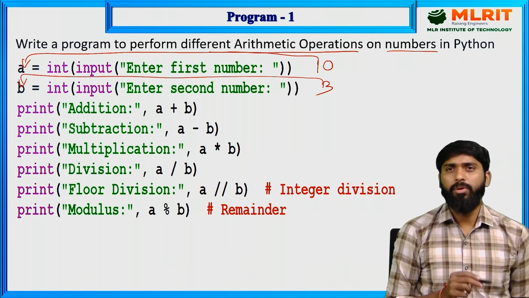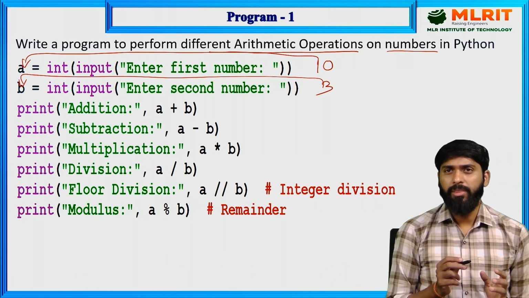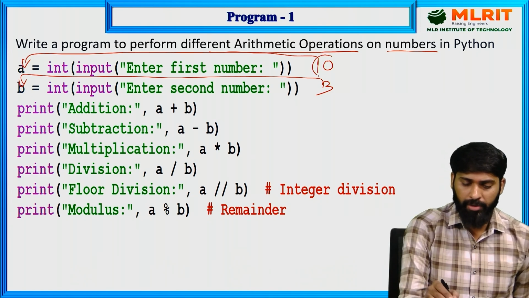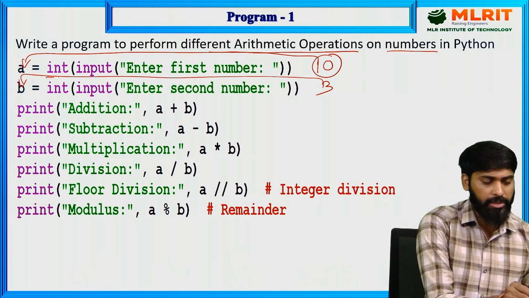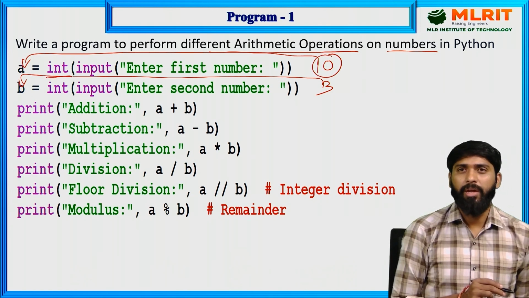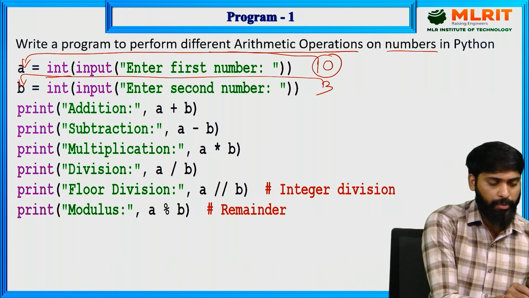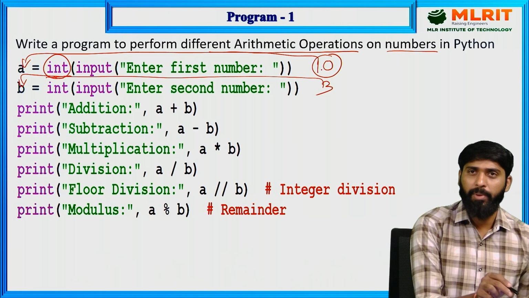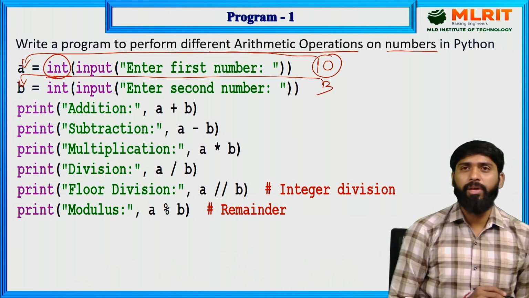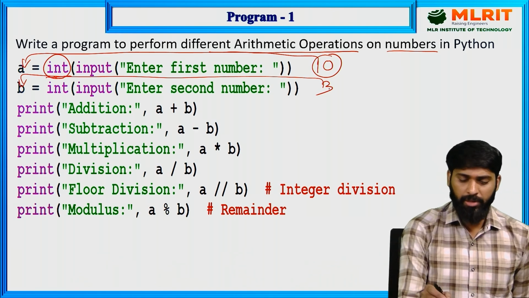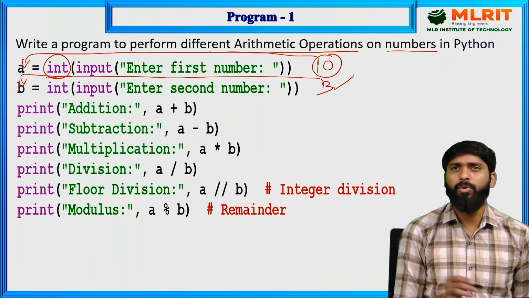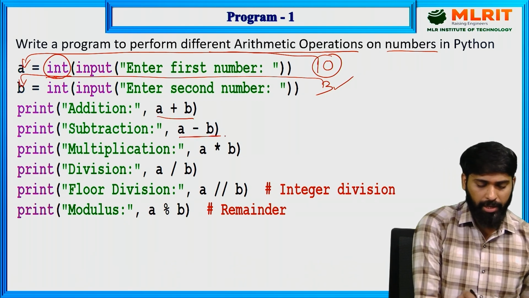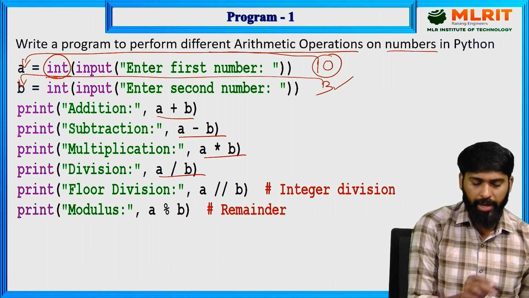Now I want to perform addition, which is a mathematical operation. So I want to convert this 10 into an integer. I am using the int function here. This int function will convert this 10 into number format and assign it to variable A. Similarly 3 also. Now the program is for arithmetic operations. So perform A plus B, A minus B, A into B, A slash B.